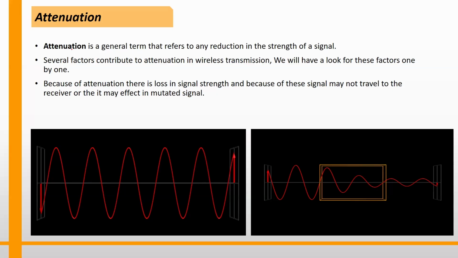Because of attenuation, there is a loss of signal strength. From our previous sessions, we understood that when the signal strength decreases, the amplitude is decreased. Because of this, the signal may not reach the receiver, or it may arrive as a mutated signal. As you can see here, this is one of the tools where you can simulate the attenuation. If possible, I will show this tool.